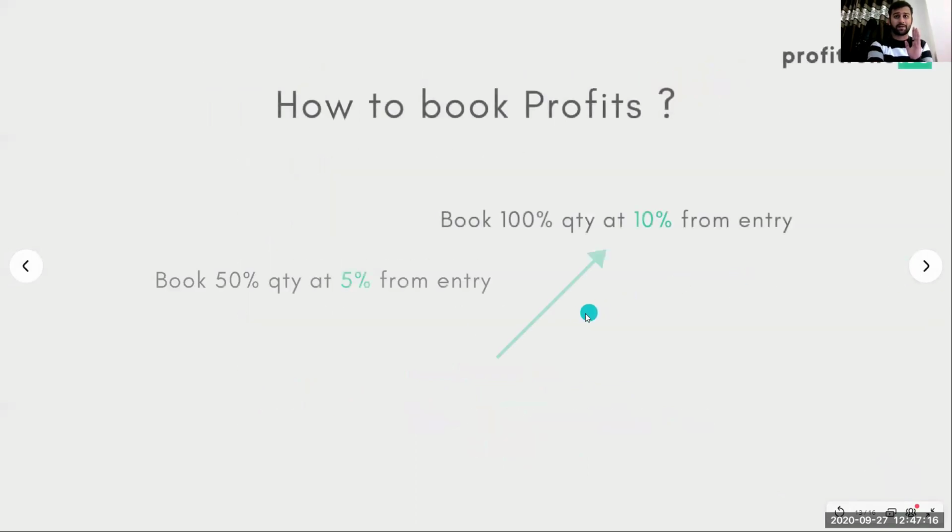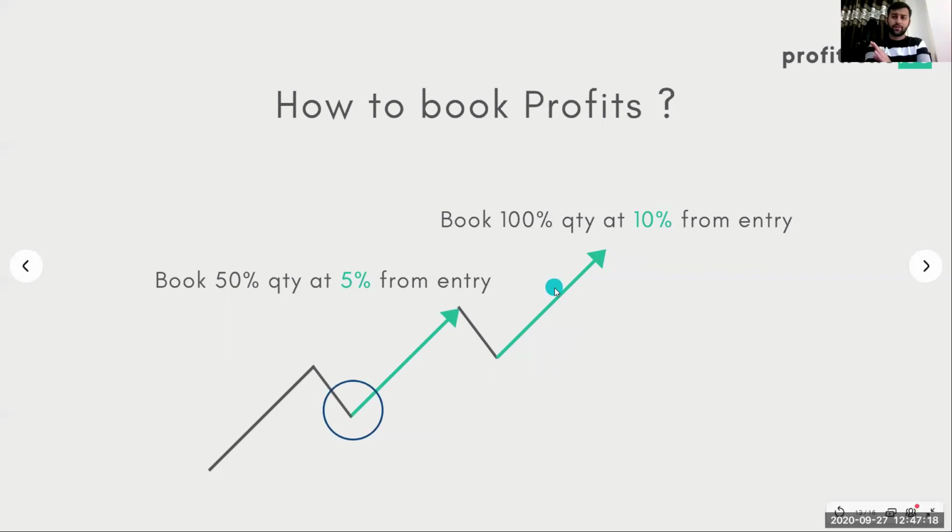Now coming to the next part, that is how to book profits. We learned about loss first, because loss is very important. You need to manage your risk first, right? So for booking the quantity, let's say this blue line is my entry point. I'm going to book 50% of my quantity at 5% from the entry price, and I'm going to book 100% of the quantity at 10% from my entry price, right? So this is how I'm maintaining a risk to reward ratio of 1.5:1.